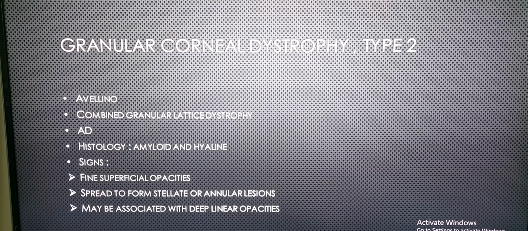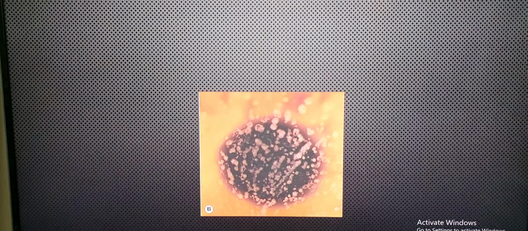This shows the stellate and annular lesions. It may be associated with deep linear opacities. Treatment is usually not required. Trauma accelerates the progression of this dystrophy, and refractive surgery is contraindicated if this dystrophy is present.